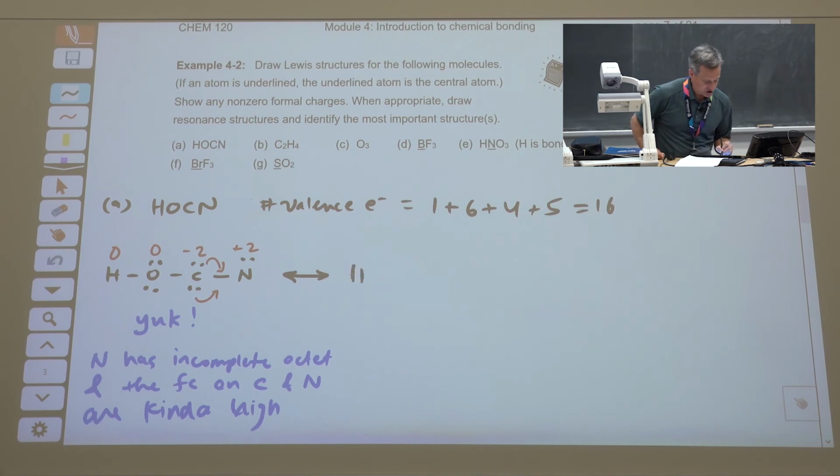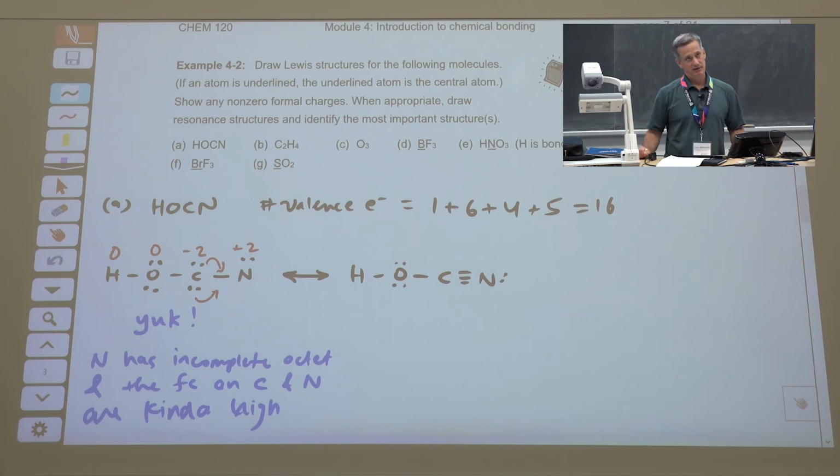So once we do this redistribution, we end up with a carbon-nitrogen triple bond. You will notice, now I'm using lines rather than dots to do all of this. If I go through this assignment of formal charges, it's going to be 0. Nothing has changed around hydrogen or oxygen, so the formal charges won't change.